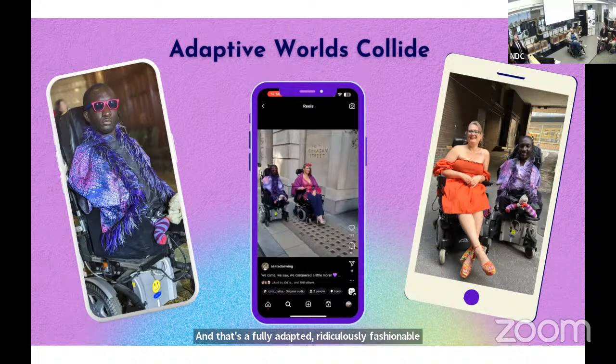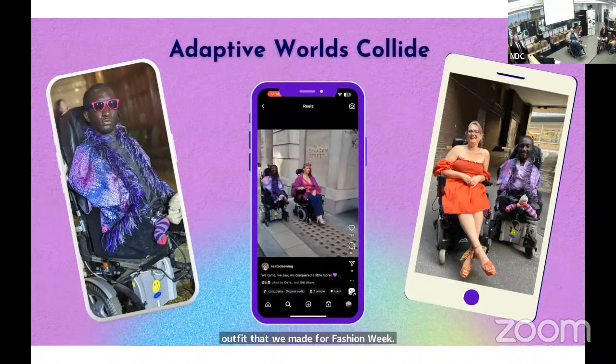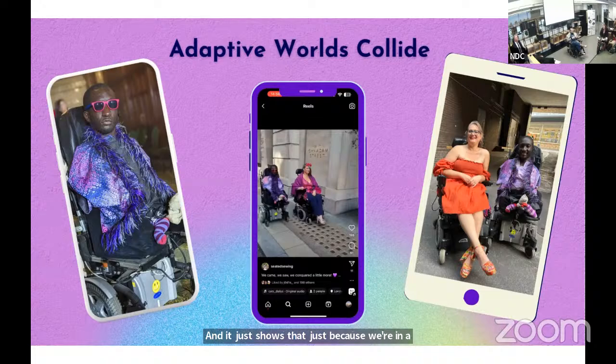And it just shows that just because we're in a wheelchair, just because we can't buy clothes from the high street, doesn't mean we don't want to go to Fashion Week, doesn't mean we don't want to be on runways. We want to be part of the world. And so both of those outfits are adaptive. Well, there's 3 outfits on there, actually. They've both had alterations made so that they're suitable for wheelchair users, and they're bespoke.